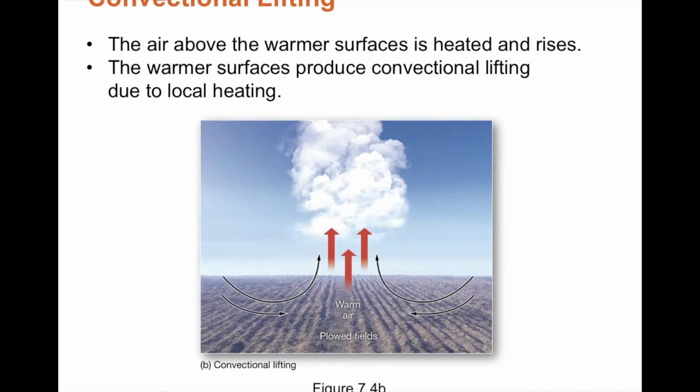Convectional lifting is where the air above a warmer surface is heated and rises. Hot air always rises. So the warmer surfaces produce convectional lifting due to local heating.